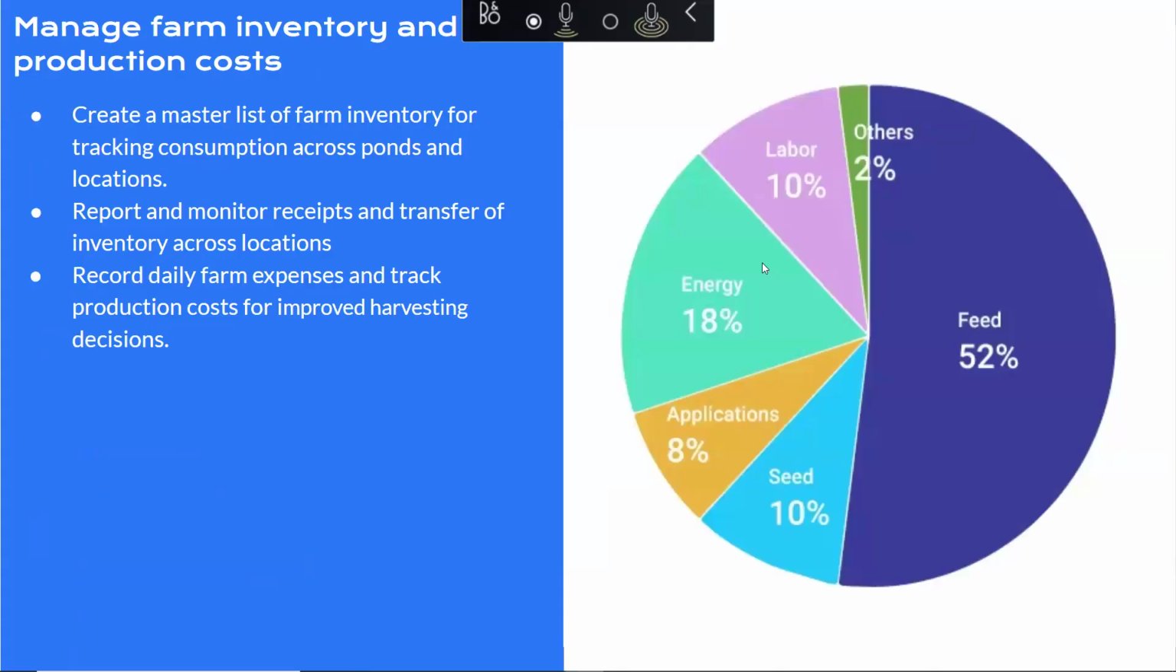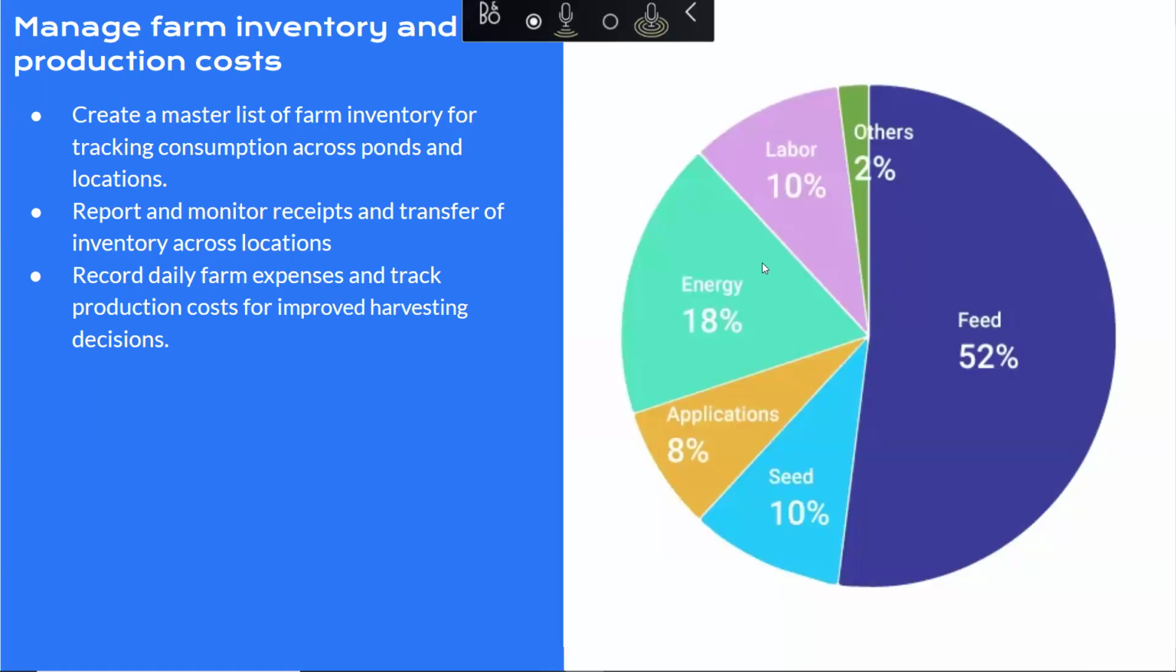Because you are capturing all your data, you get real-time insights of your farm inventory and what is your production cost today. At the mid of the culture you can look at how much you have spent, which expenses are going on the higher side, which expenses are going on the lower side. At the same time, you can look at inventory, when I need to reorder my inventory, what is the expected date when I will run out of feed.